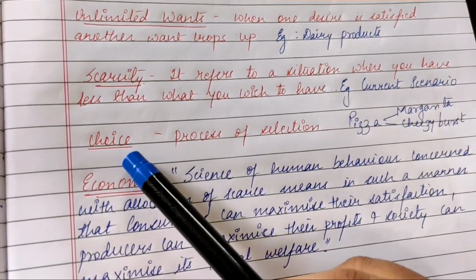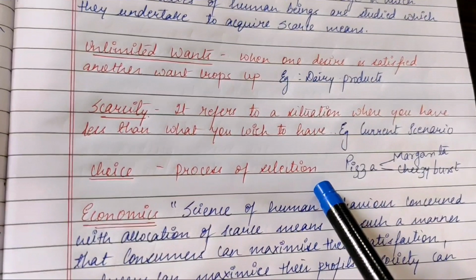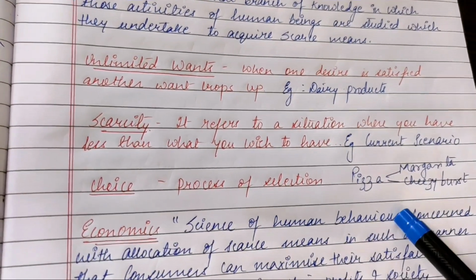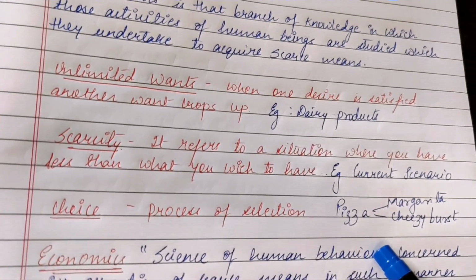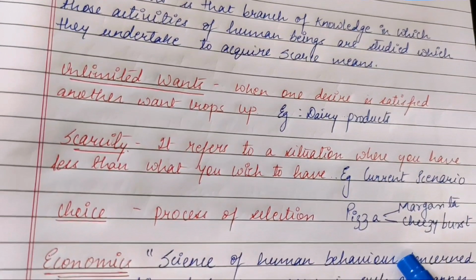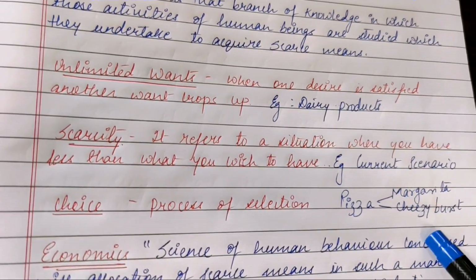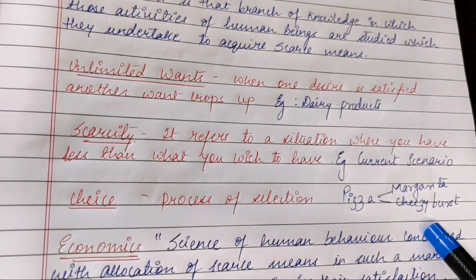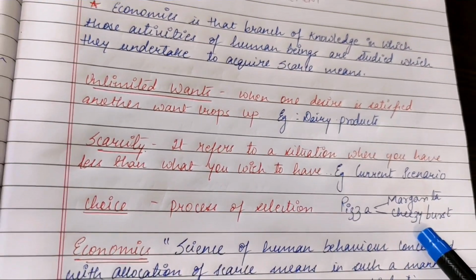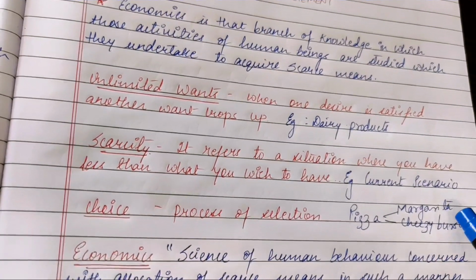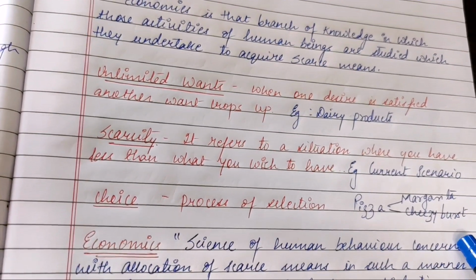Now choice. Choice is the process of selection. Selection between what? Between the scarce resources. Now best example is you go to a restaurant and you order cheese burst pizza, but they don't have cheese burst pizza. They have either margarita or simple cheese. So you have to make a choice between these two, that what is available right now in this present scenario. So either you go for margarita or you go for simple cheese.